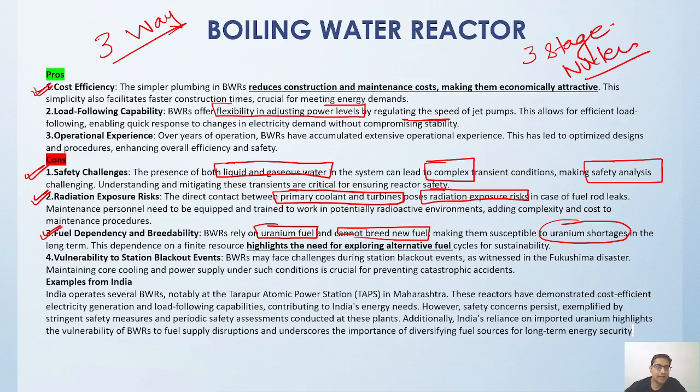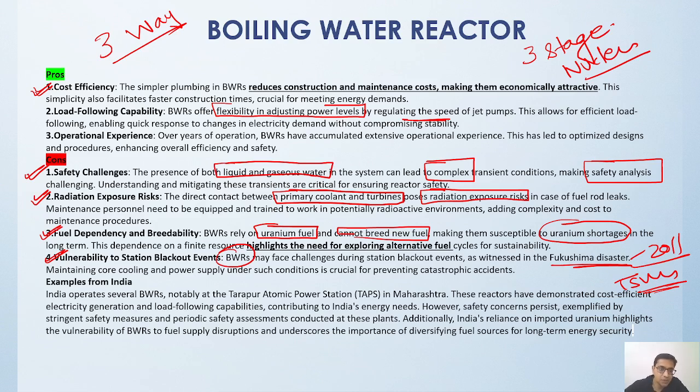Okay, then there is a vulnerability to station blackout events. So this boiling water reactor has the issue of blackout events, like you might have seen in Fukushima, which happened in 2011 when there was a tsunami in Japan. Okay, so there was a blackout. So we need to maintain core cooling and power supply even under such conditions. That is very, very important, because if the core is not getting cooled properly and proper power supply is not there, the reactor will melt down, and a meltdown will release a huge amount of radiation into the nearby areas.